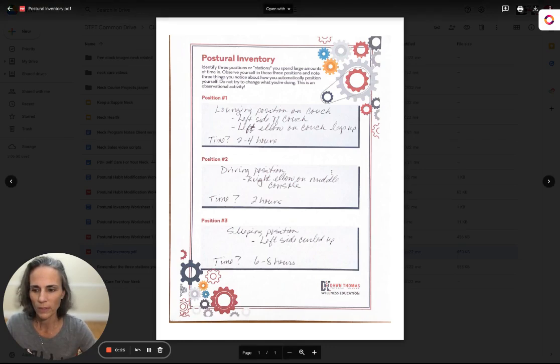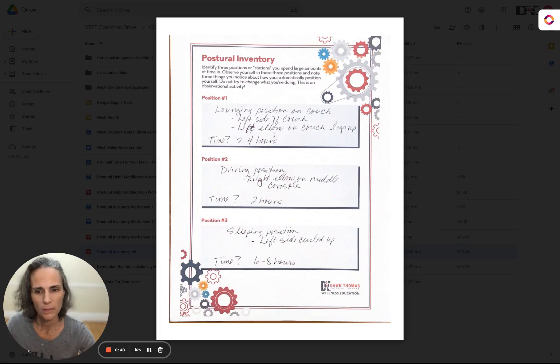The first one is my lounging position on the couch. My lounging position on the couch, I almost always seem to sit on the left side of the couch. I put my left elbow on the arm of the couch on my left side, and I swing my legs to my right on the length of the couch.